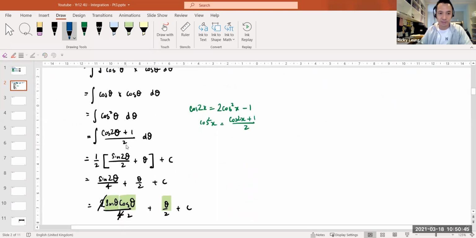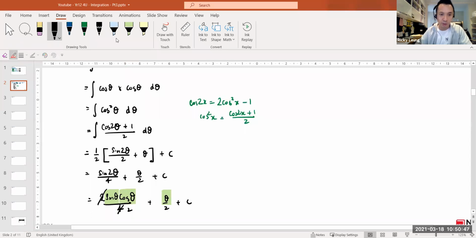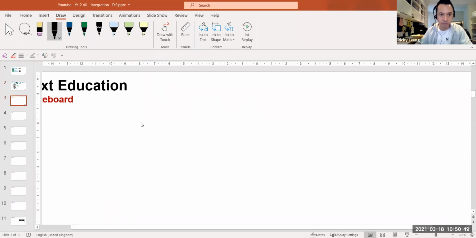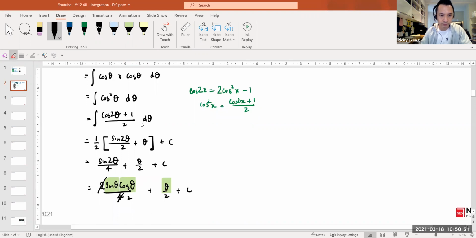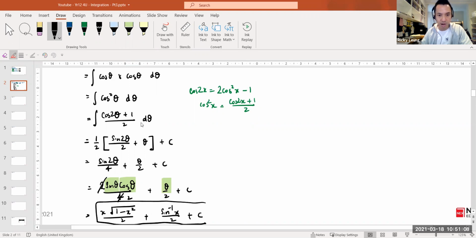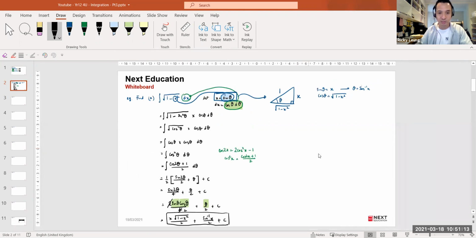So my final answer is going to be, in terms of x, sine cos, so it'll be x times root 1 minus x squared all on 2, plus theta, which was the sine inverse of x on 2, plus c. Guys, that is the final question. So I'd say that's a relatively easy question using the trig substitution, right?